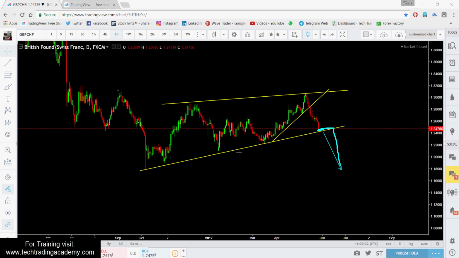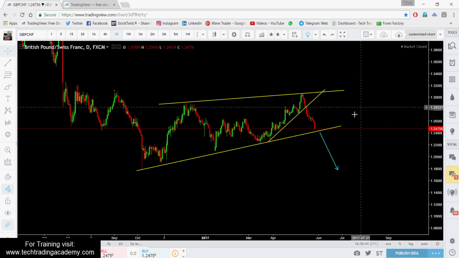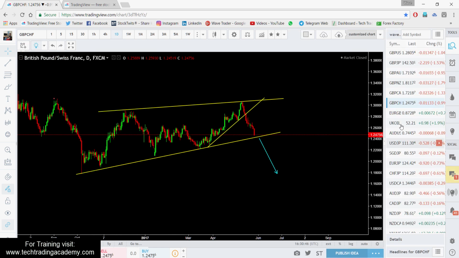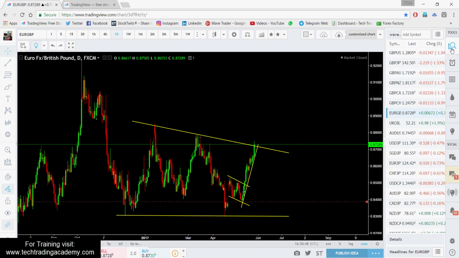Why is it going to be less over there? Because it can reverse from any point. It can reverse from this point, this point, this point, and can reverse back to the top. So we'll see what kind of formation we're going to see over there once the market opens. Okay, so on this pair as well.